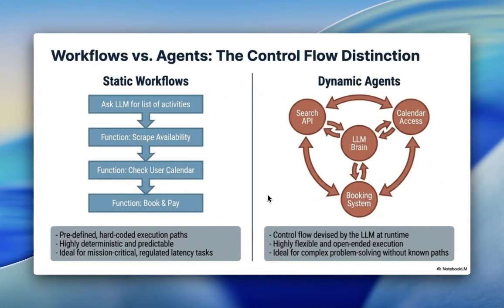Workflow versus agent: the control flow distinction. Static workflow: ask the LLM for a list of activities, function: scrape availability, function: check user calendar, function: book an appointment. This is a predefined, hard-coded execution path, highly deterministic and predictable, ideal for mission-critical, regulated, latency-checked settings. Dynamic agents: calendar access, booking systems, search API, with the LLM as the brain. Control flow is decided by the LLM at runtime, highly flexible and open-ended, ideal for complex problem solving without a known path.